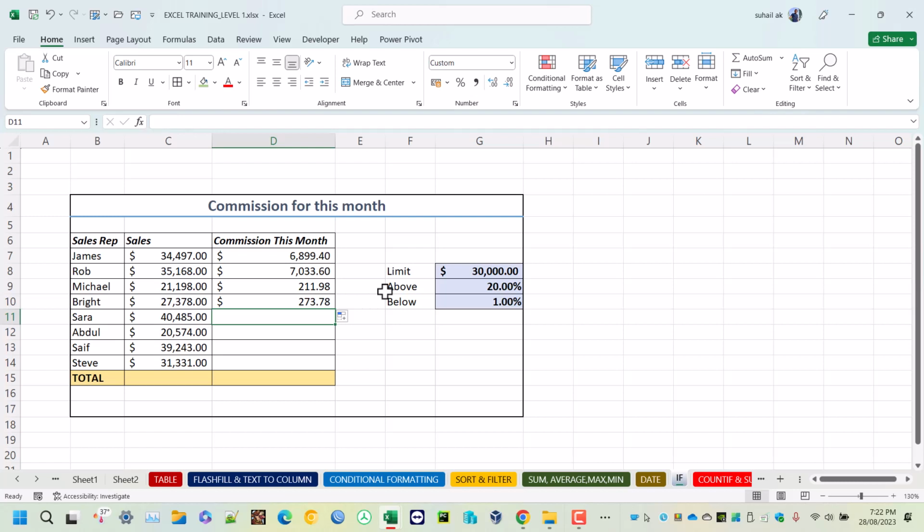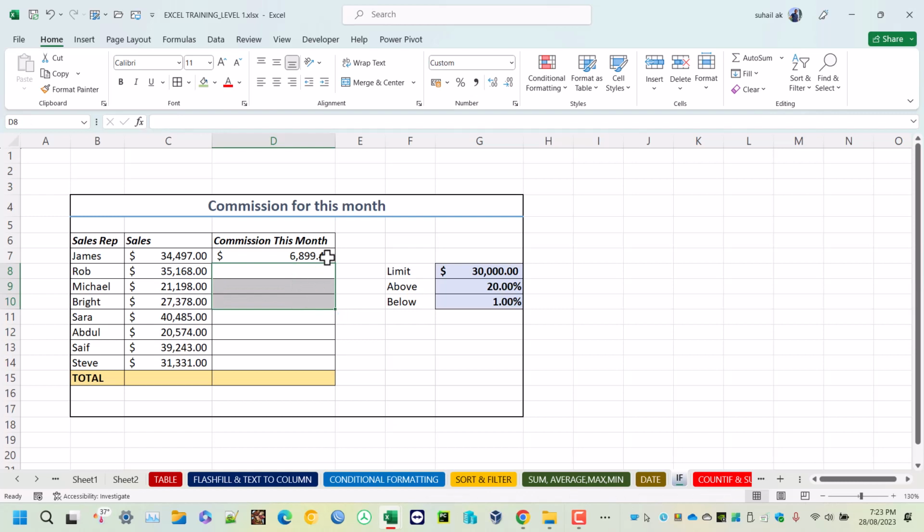So in order to speed up our process, we need to apply some function. We need to write the function in the very first cell and then use a fill handle to drag it to fill the remaining cells. So what function is suitable to do this job? The function that is suitable is the IF function. Before we go to the IF function, let me analyze how we did this answer.